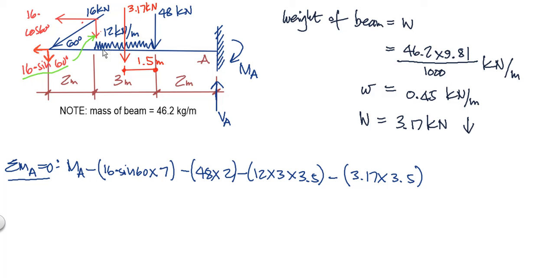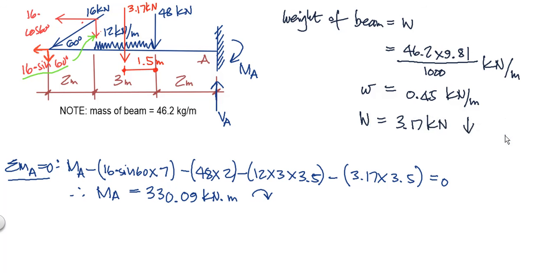So we got 1, 2, 3, 4, 5. I'm just checking. It's equal to 0. Therefore, moment at A is equal to. Let me pause it there while we work that answer out. While I'm pausing it, just try and work out the answer.